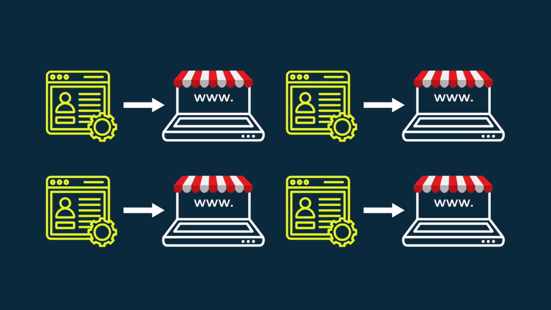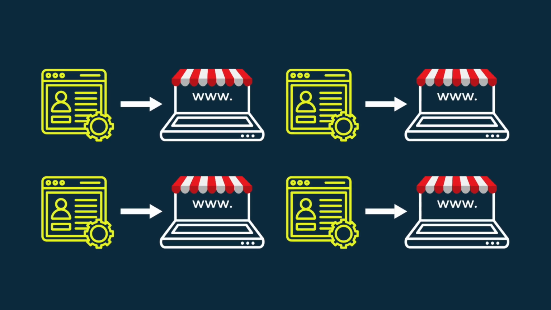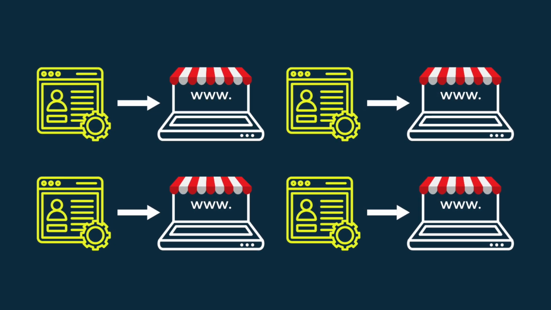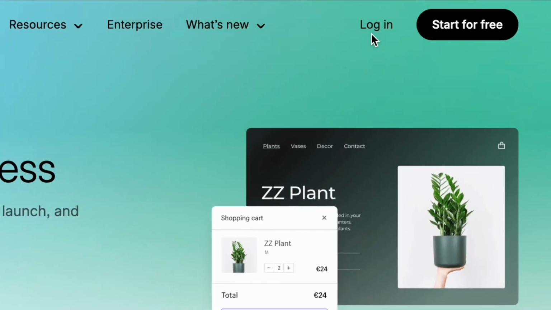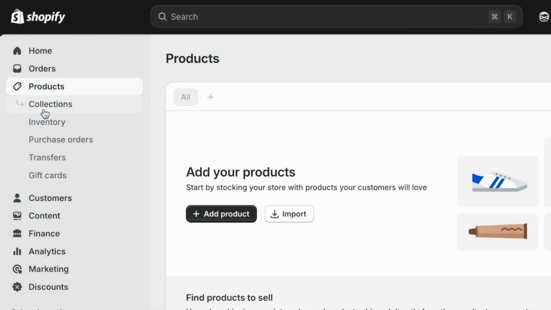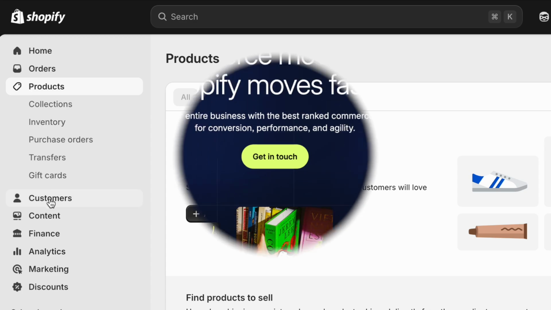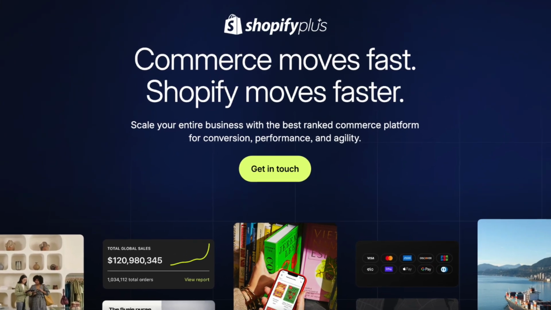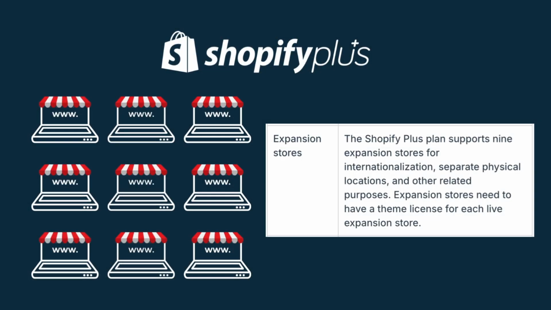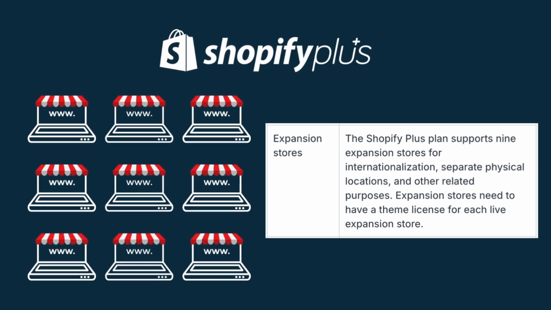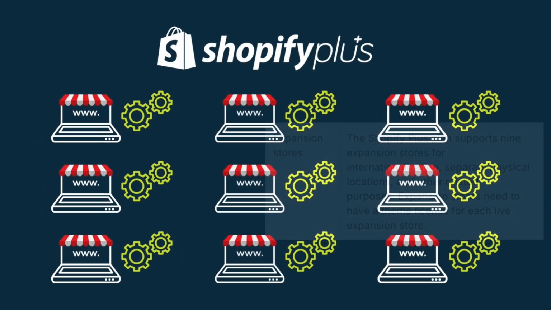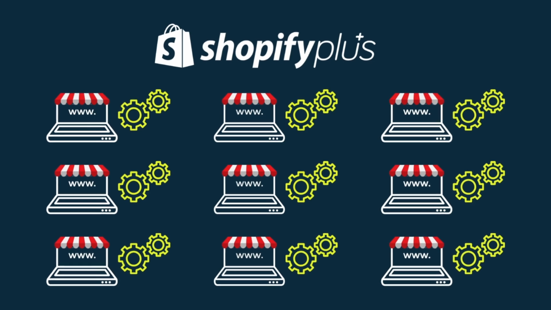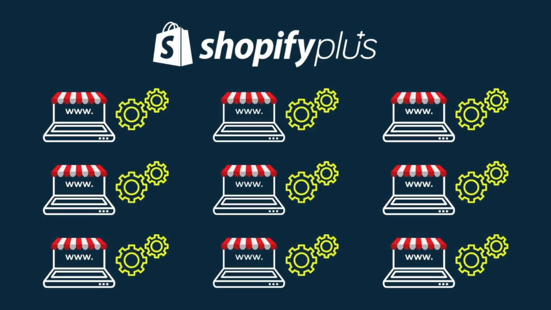This means that operating multiple stores on standard Shopify plans involves creating and managing several Shopify accounts and logging into individual admin dashboards to change settings and manage subscriptions. Shopify's enterprise plan, Shopify Plus, is better here. It lets you manage up to 9 expansion stores in addition to your main one, but even so, each store functions independently, requiring its own setup and management.